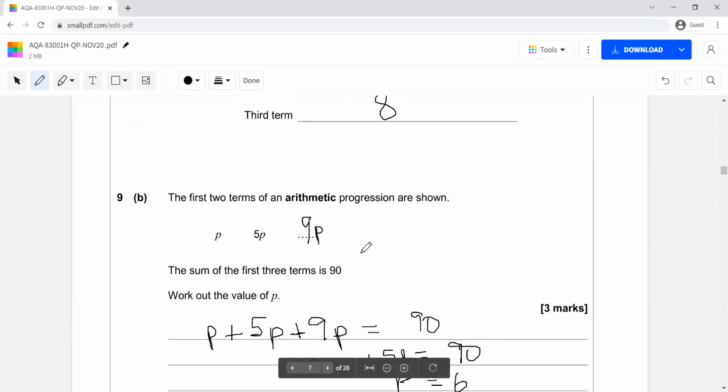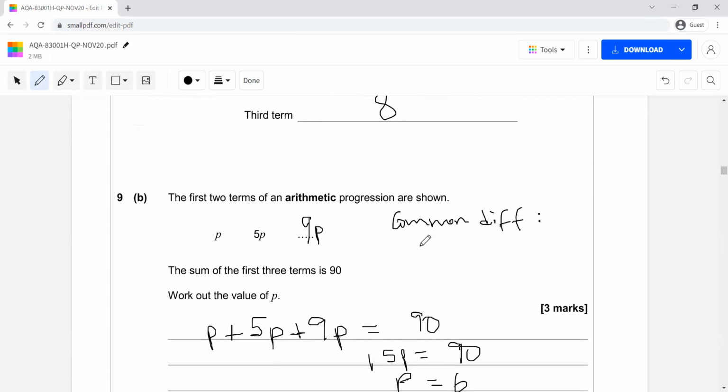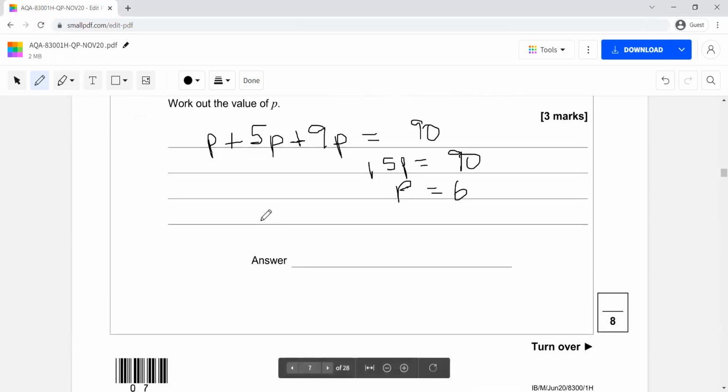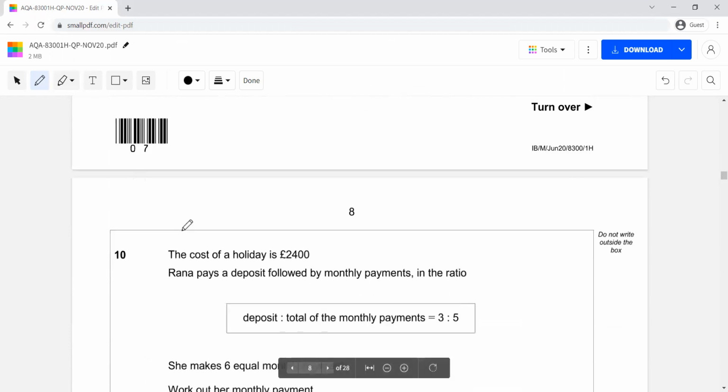Just to show you again what we've done, let me write this step out. Common difference is 5p minus p, which is 4p. And what we did to get the third term of the sequence is add 4p to 5p. And so then we sum them up and you got 15p is equal to 90. Now divide both sides by 15 and you get 6.